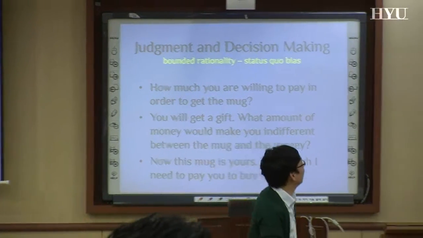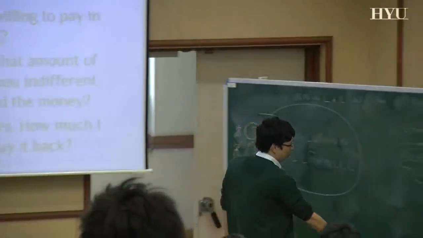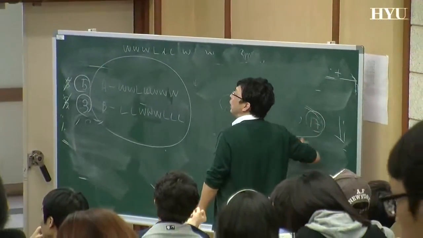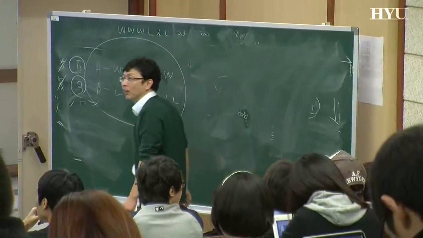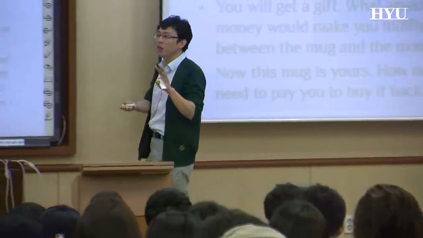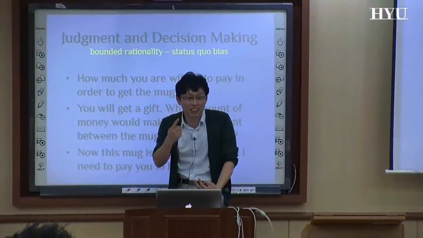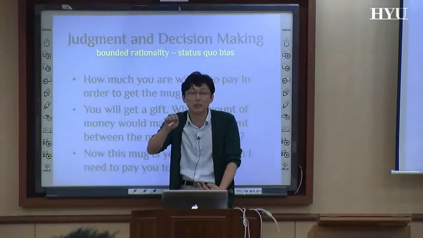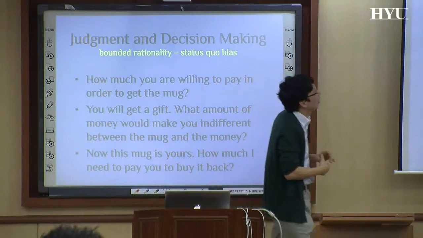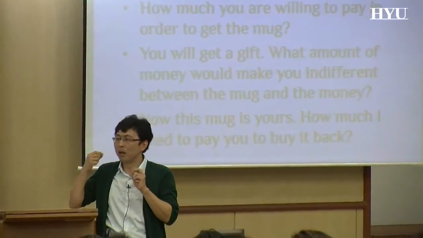Okay, so status quo bias is this one. Question 1: how much are you willing to pay? Oh, I didn't bring the mug, sorry. So you know my mug, the Kiwi mug, right? There is only one in Korea because I bought it from New Zealand. It's not an expensive one, but it's unique here. So how much money would you pay in order to get my Kiwi cup?